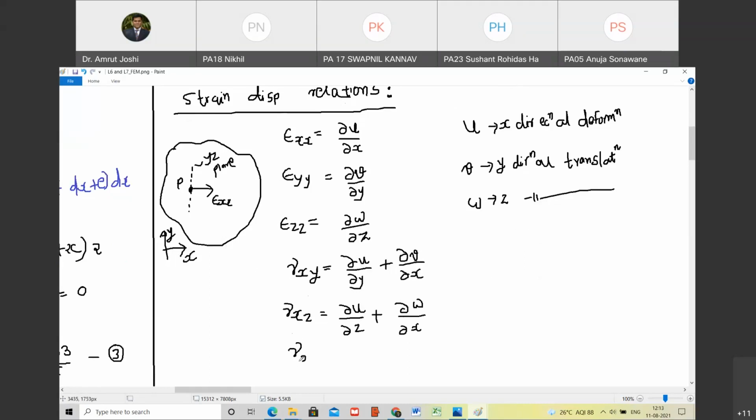And what is gamma yz? Y directional deformation कौन सा है? V. उसका differentiation with reference to z plus z directional deformation कौन सा है? W. उसका differentiation with reference to y. Do you agree with me? Yes, sir. So I can compute the strain tensor at a point if I know displacements u, v और w के expressions. अगर मेरे पास है तो I can calculate epsilon xx, epsilon yy, epsilon zz, gamma xy, gamma xz and gamma yz at a point. Do you agree with me?